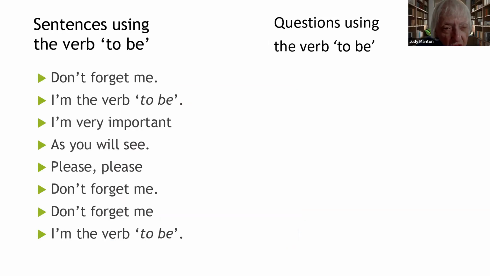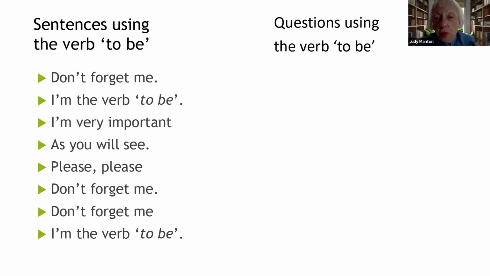Here are sentences using the verb to be and questions asking the verb to be for practice with to be questions. Now this is a little rhyme. And again, listen to the way my intonation as I read it to you. This is from a book called Jazz Chants, for grammar. Don't forget me, I'm the verb to be. I'm very important, as you will see. Please, please, don't forget me. Don't forget me, I'm the verb to be.